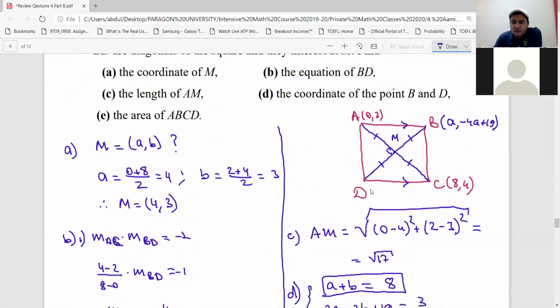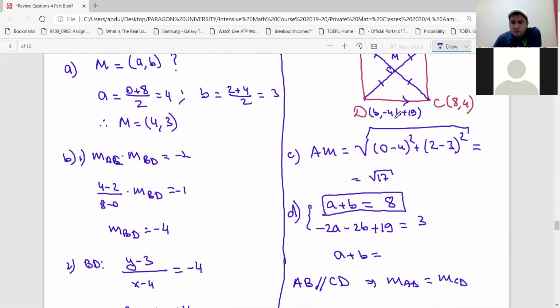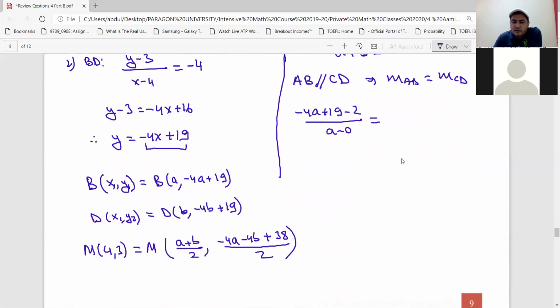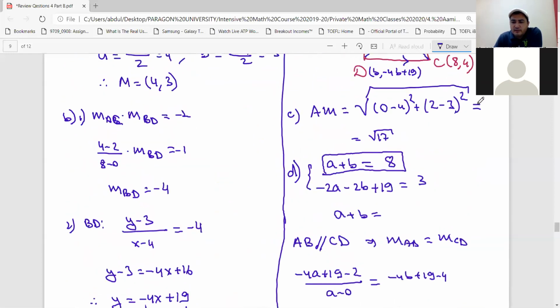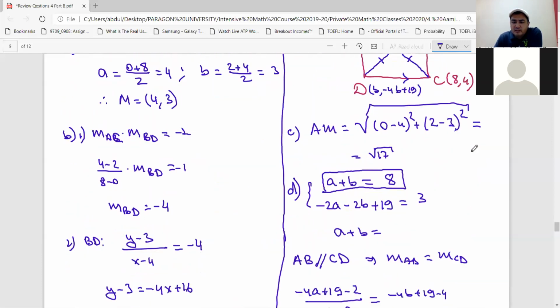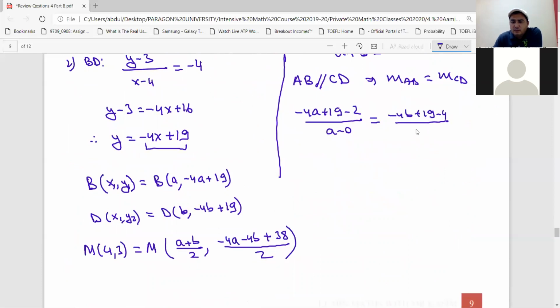CD is 8, 4, and here we have B, minus 4B plus 19. So that is minus 4B plus 19 minus 4, and here we have B minus 8, x coordinates, over B minus 8. Let's see what we get here. Here we have minus 4A plus 17 over A is equal to minus 4B plus 15 over B minus 8.